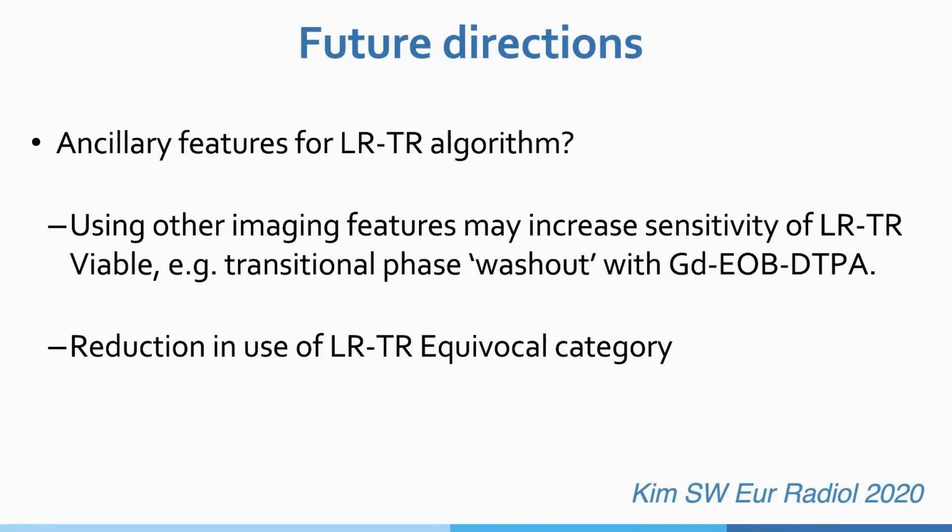In terms of future directions, are ancillary features useful for a LI-RADS treatment response algorithm, such as T2 weighted imaging or diffusion? There's some emerging evidence as well that using ancillary features may increase the sensitivity of LI-RADS treatment viable. For example, transitional phase washout when using gadolinium EOB-DTPA. And the impact here may be to reduce the use of the LRTR equivocal category when you see some barely enhancing nodularity, but it shows up on diffusion weighted imaging, for example.